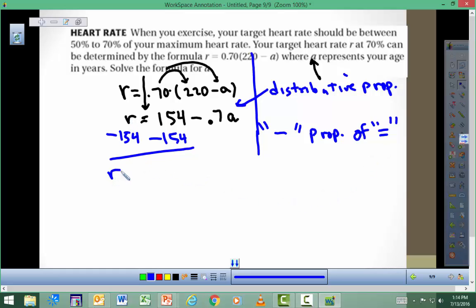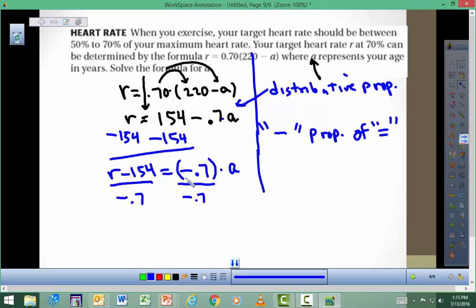Alright, so this would give me r minus 154. Now, I don't know what r is right now, so that's okay. But what I have now is negative 0.7. Now this negative 0.7, it's being multiplied by a. When we write a number next to a letter, it means multiply. So this negative 0.7 is being multiplied by a. So to get rid of the negative 0.7, I need to divide this side by negative 0.7, and I need to divide this side by negative 0.7.